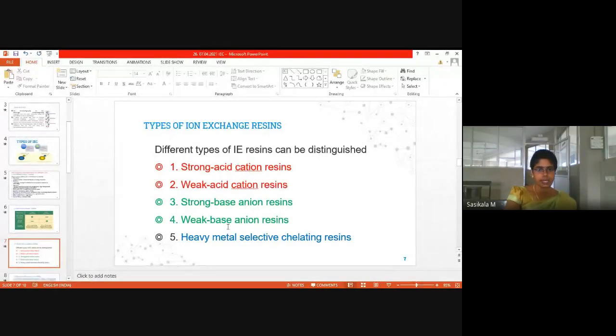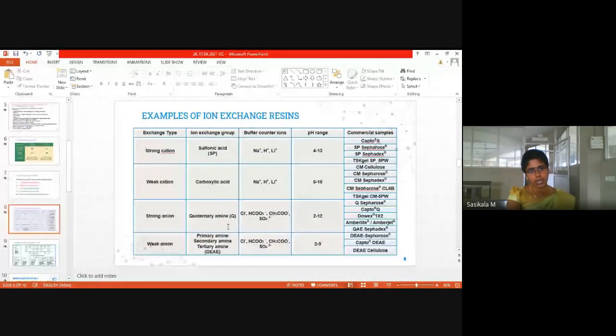Exchanges. Now let's see the examples of strong cationic exchangers and weak cationic exchangers. These two will be used for cationic exchange chromatography. Here there are two types: sulfonic acid exchanger and carboxylic acid exchanger. Sulfonic acid will be carrying a negatively charged ion. The carboxyl group also, COO minus, right? The carboxyl group also will be carrying a negative charge. So this is easy for separating positively charged ions.